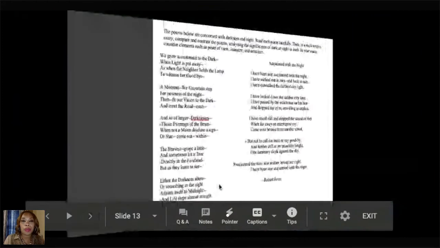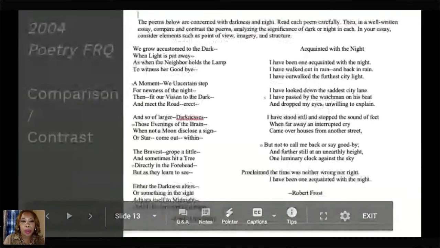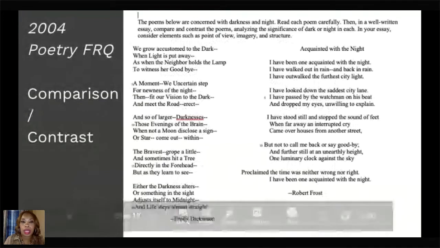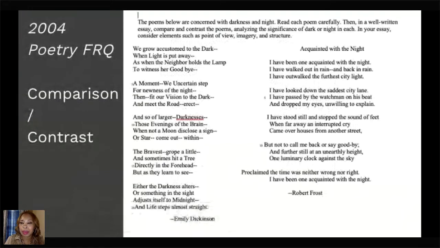All right, so let's practice. The poem I'm using is from the 2004 Poetry FRQ. It's a comparison and contrast. Okay, Dakota, thank you. So pay attention to literary devices. Literary devices are important when you're annotating. You want to make sure you mark those as well. Often those give us hints of what the tone is like, or the mood or the meaning or the purpose of the piece. So make sure you annotate that as well.